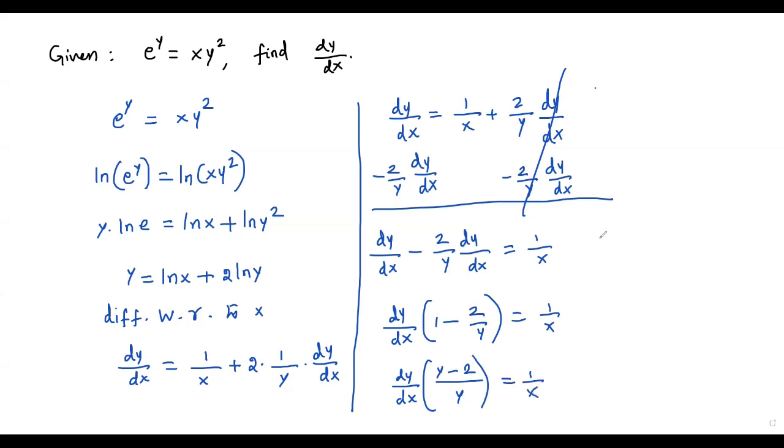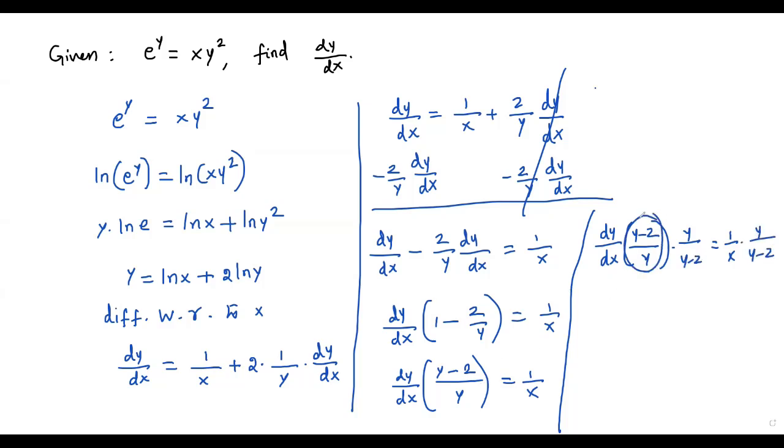Now my aim is to solve for dy over dx. So first let me write this equation as it is. It is dy over dx times (y minus 2) over y equals 1 over x. To solve for dy over dx, I have to multiply both sides by the reciprocal of this expression. Let me do it. I multiply both sides by the reciprocal of (y minus 2) over y. That is y over (y minus 2).